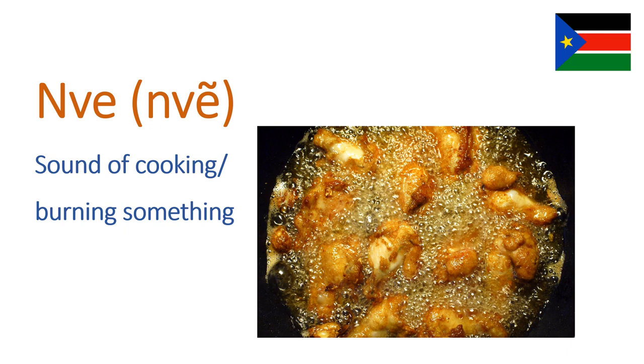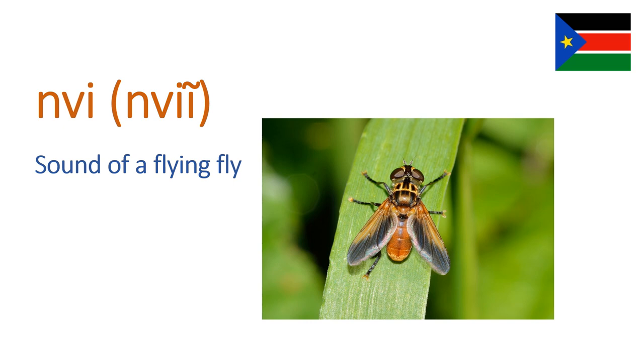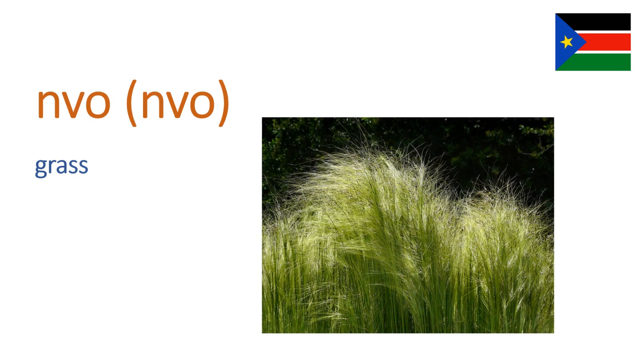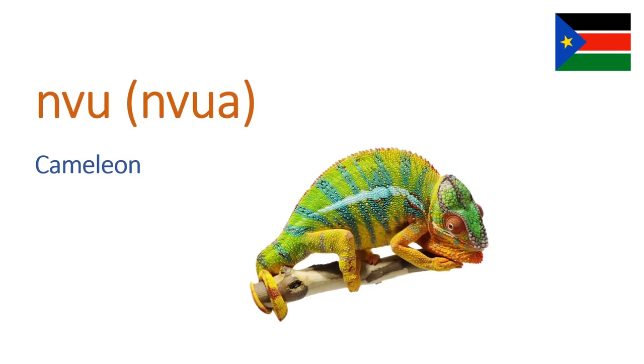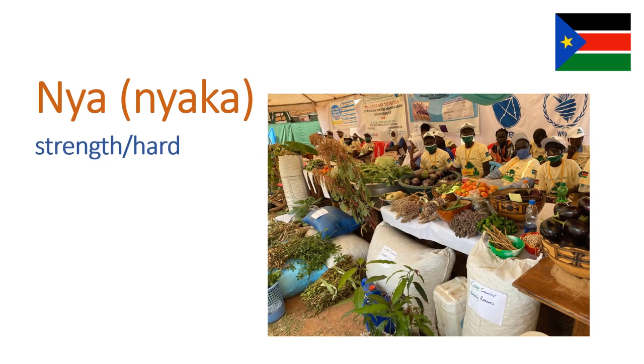Mve, mven. It is the sound of cooking something or burning something. Mvi, mvi. It is a sound of a flying fly or a flying mosquito. And sometimes people say mmm, they mean the same. Mvo, mvo, and that is a grass. Mvo, mvoa, a chameleon. Nya, nyaka, that is strength. Imanyaka, they are strong. Simanyaka, it is hard.